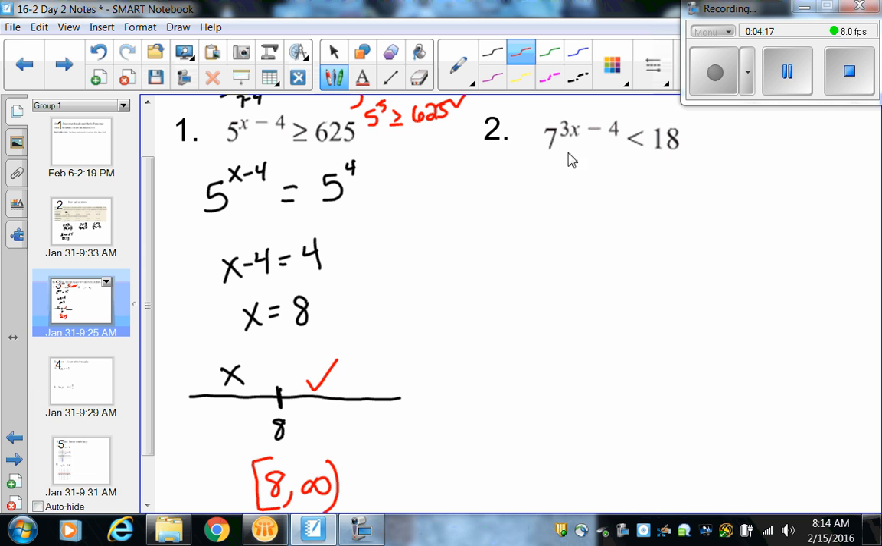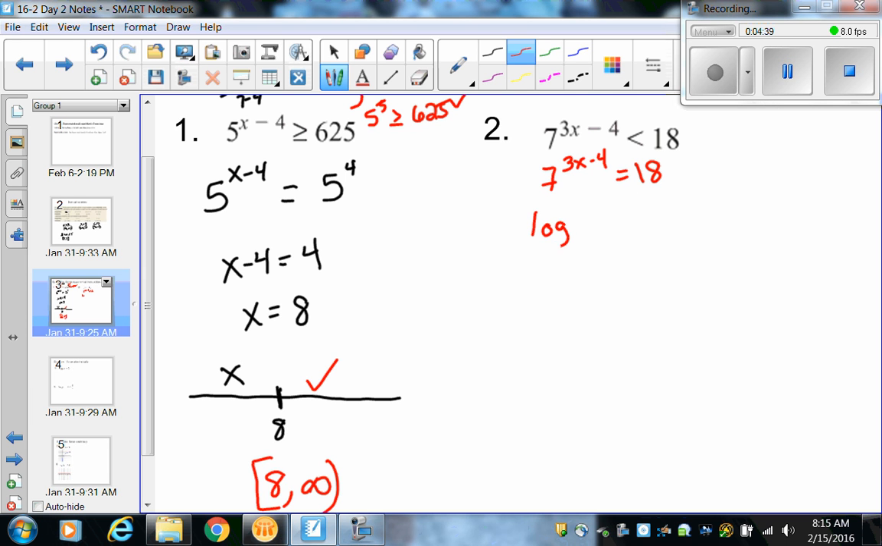Example 2, it's still an exponential that we're solving here. So I'm going to drop the inequality sign for now, change it to equals. And there's no way to write these with a common base. However, we do know our log properties, and remember that anytime you're working with an exponential and you're stuck, you can always convert it to log.